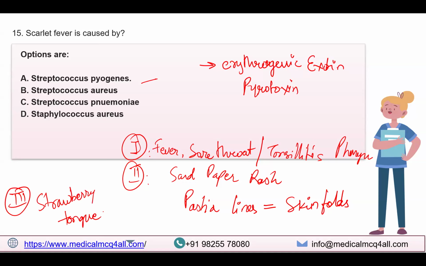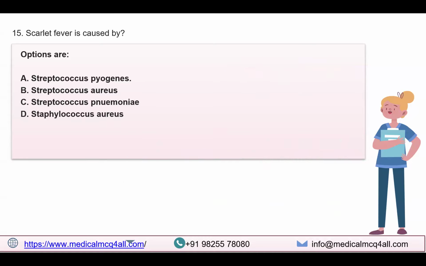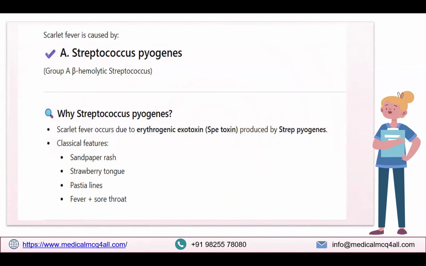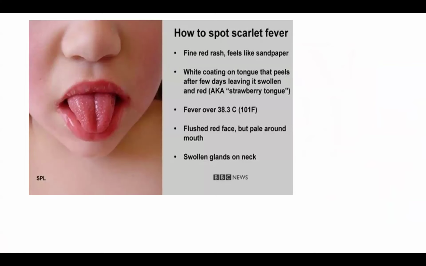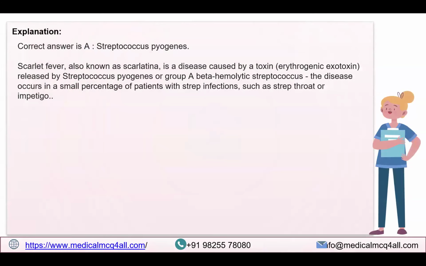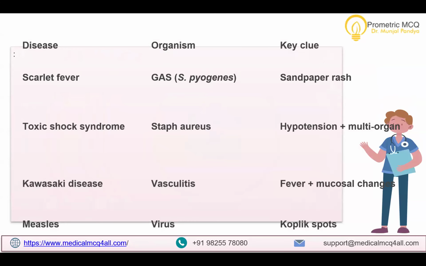Okay, is this clear? Now, scarlet fever has a lot of differential diagnoses: Kawasaki disease, measles, or toxic shock syndrome. So this is the strawberry tongue that you see. Okay, we already have less time. Let me just show you this. The scarlet fever has differentials with toxic shock syndrome, Kawasaki's, or measles.